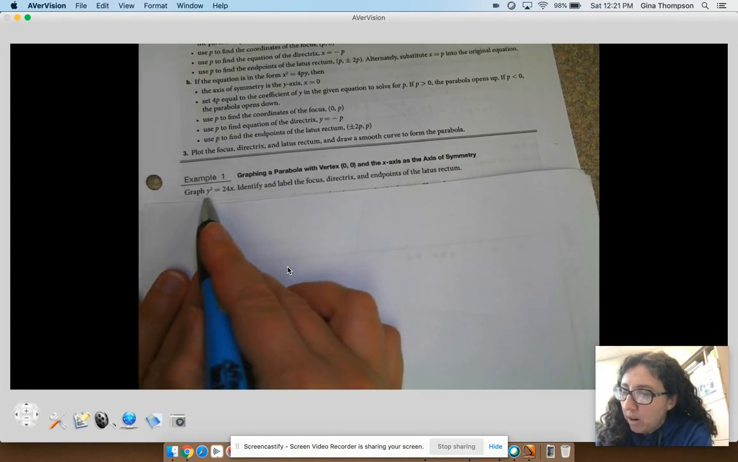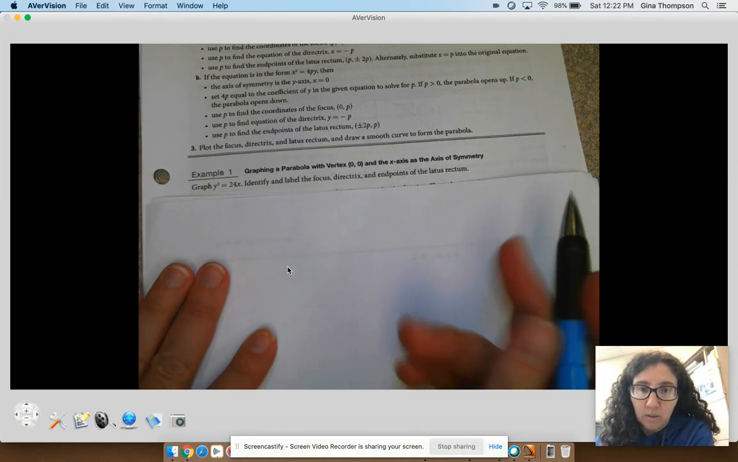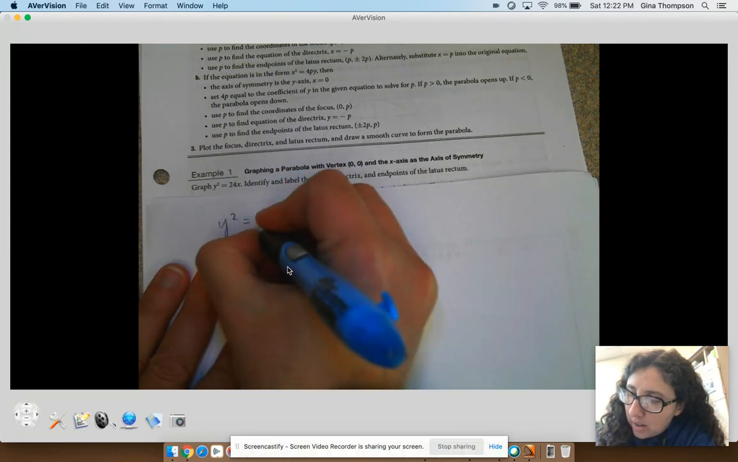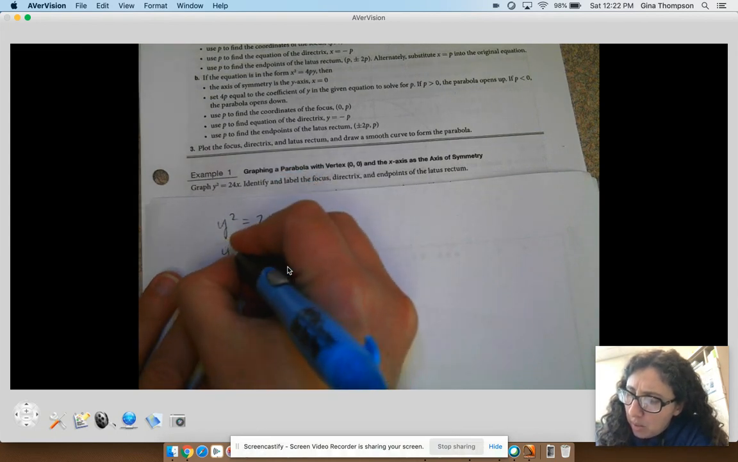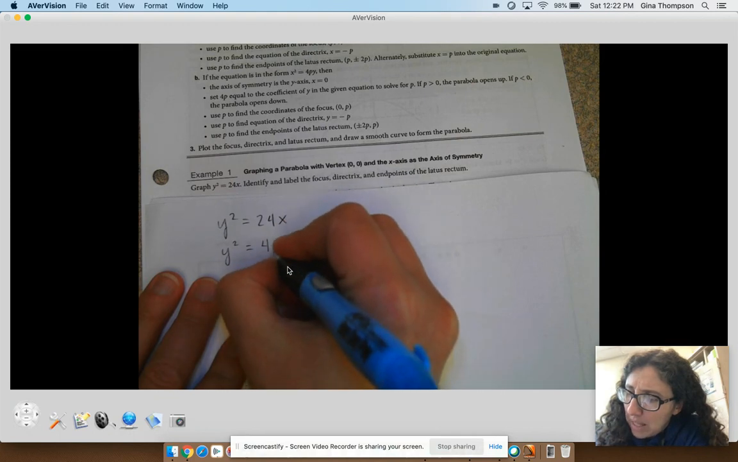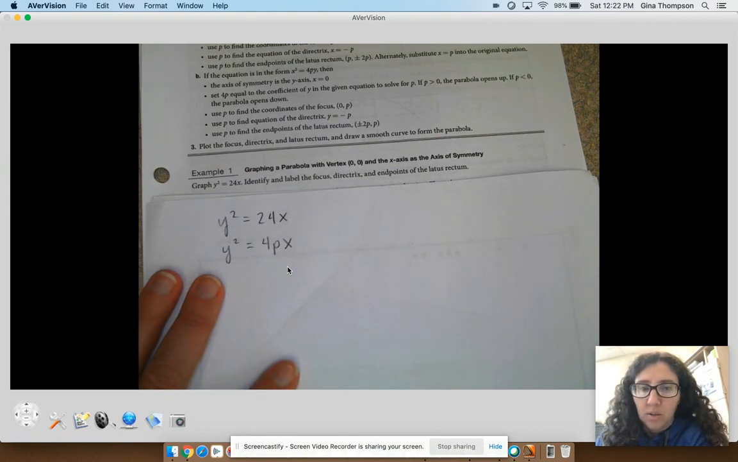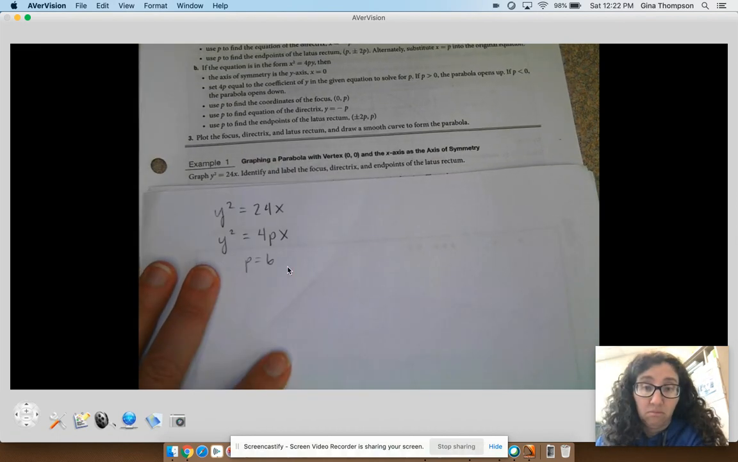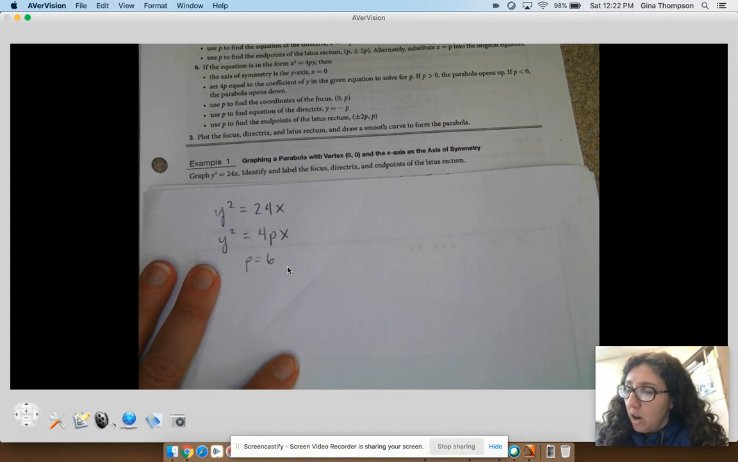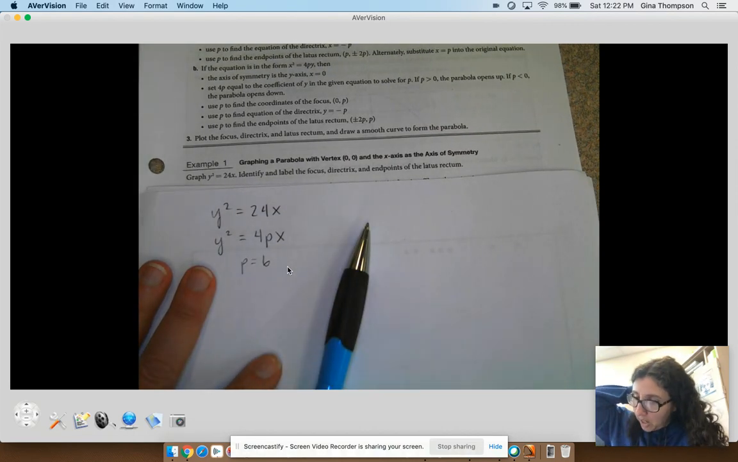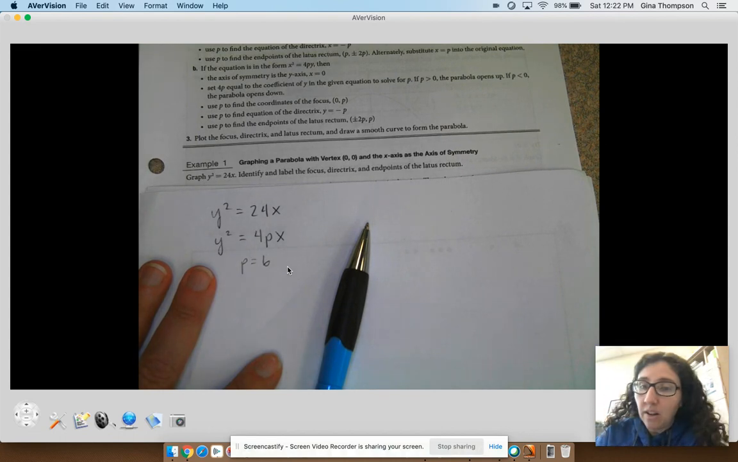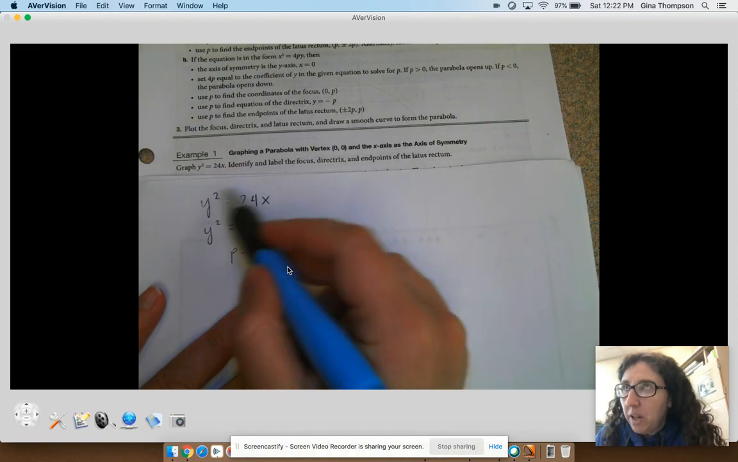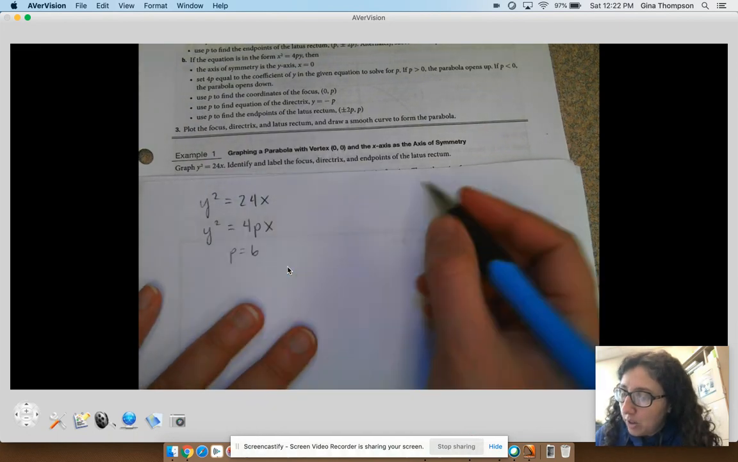Graph y squared equals 24x. We know that the equation we're thinking about here is y squared equals 4px. So right away we can see our p value is going to be 6. They want us to identify and label the focus, directrix, and endpoints of the latus rectum. Is this going to be opening up or down? We know the vertex for this is going to be at the origin.